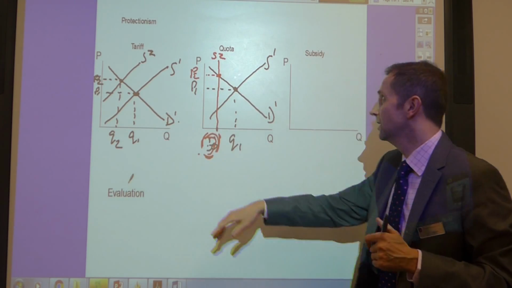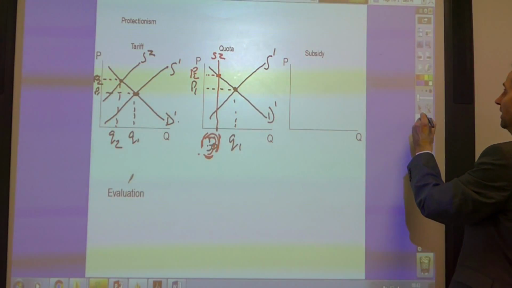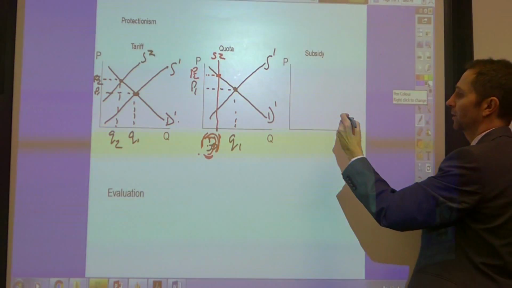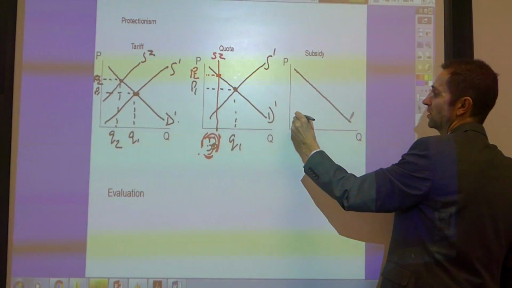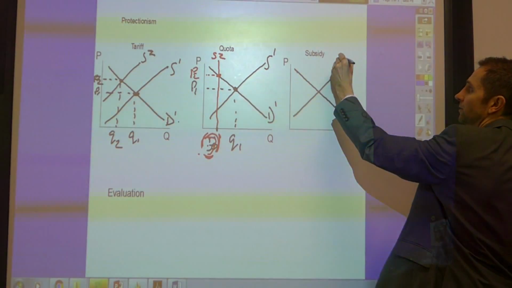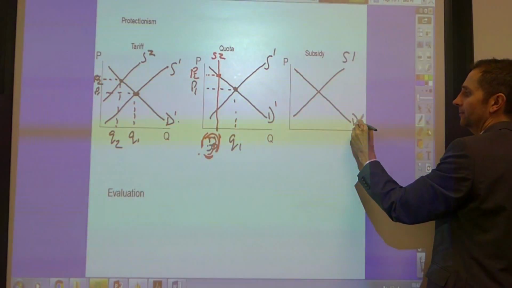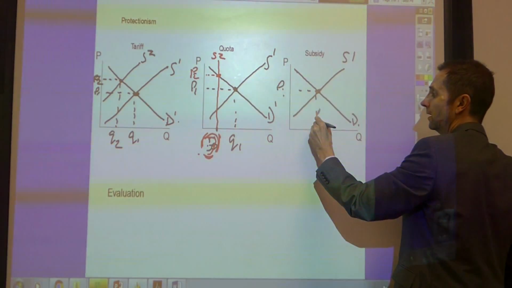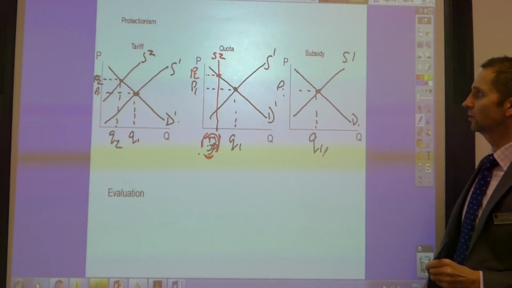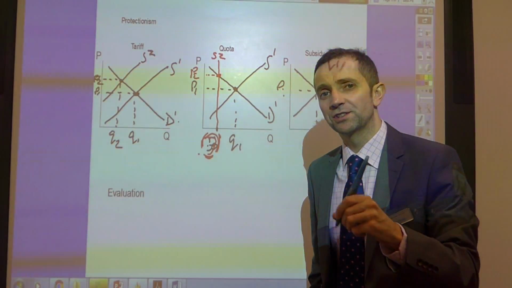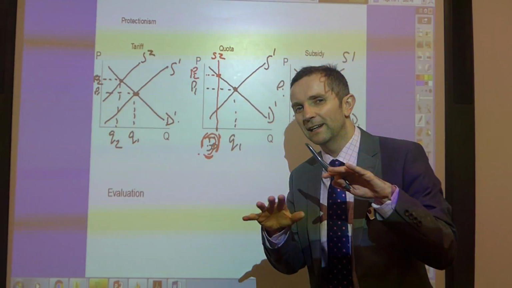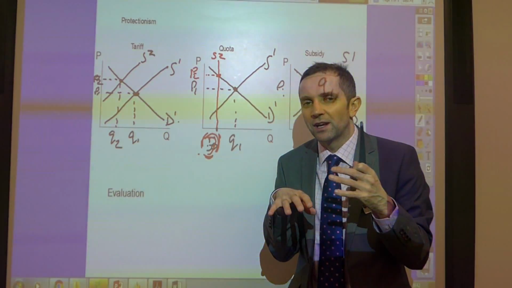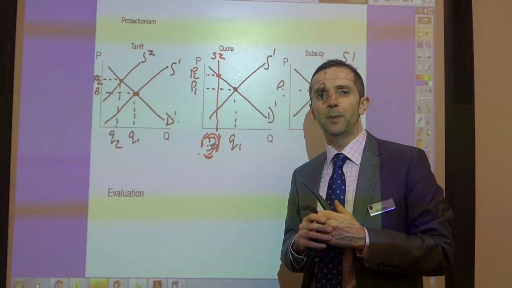Okay, let's now tackle, ladies and gentlemen, the final diagram, which is our subsidy diagram. Let's see if we can actually get something working on the board here with regard to subsidy. Okay, so S1, D1, start equilibrium, P1, and Q1. Now what does a subsidy do? Well, a subsidy is really looking at the other side of the coin. Rather than restricting imports, it's saying, let's make our exports more competitive.